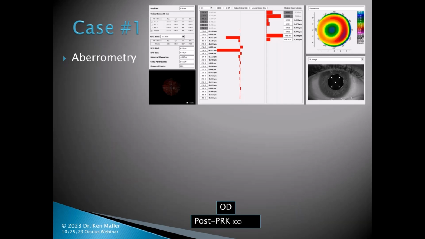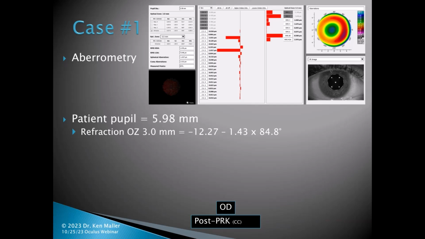So we went ahead and did aberrometry on her, and that's the whole eye aberrometry taken at the Pentacam. The patient's pupil is almost 6 millimeters, and the refraction at 3 millimeters is better than -12 with a 1.5 cylinder. And then the refraction at almost the patient's pupil at 5.5 is only about -7 with a little bit of cylinder. So that's a lot of discrepancy between the refractive status of this eye, which you would expect on a post-myopic refractively altered cornea.